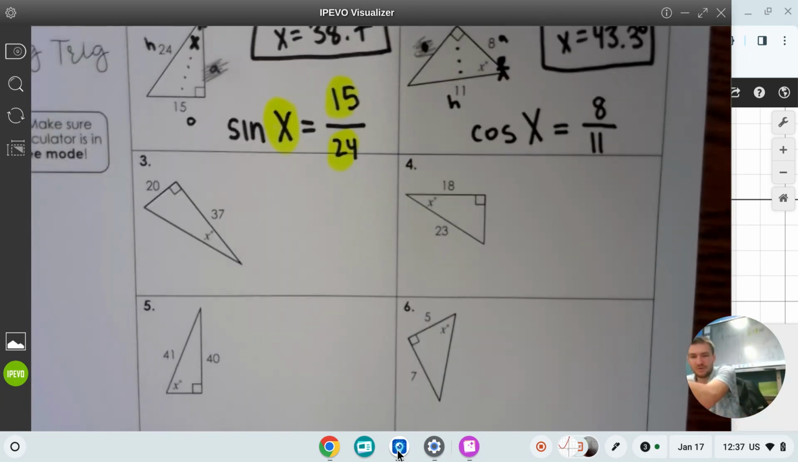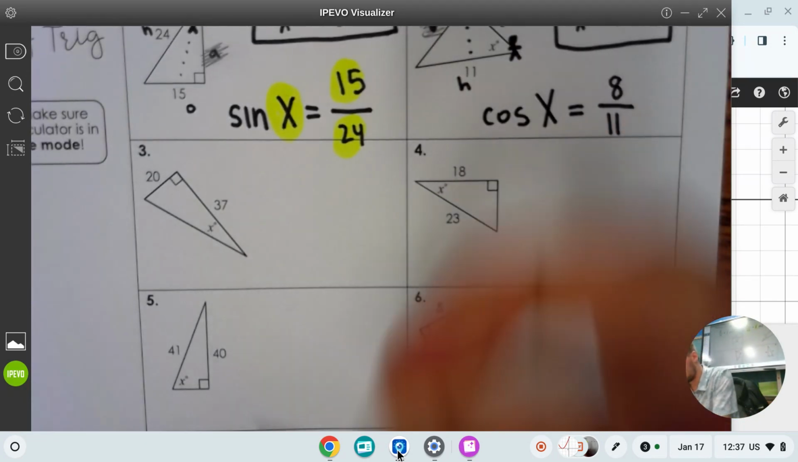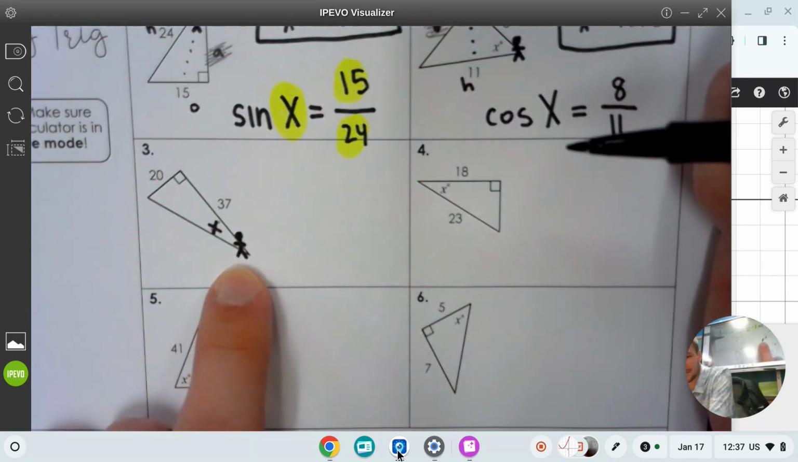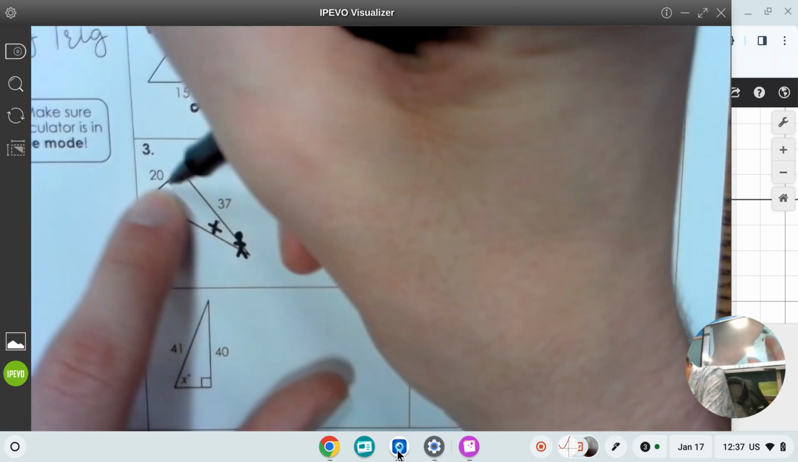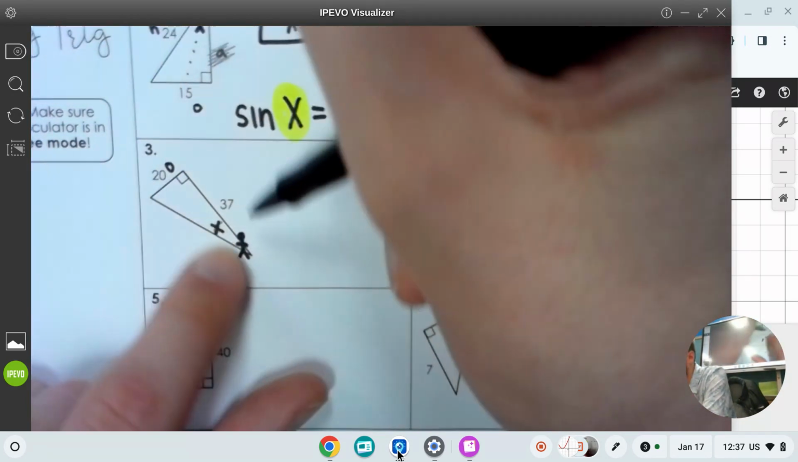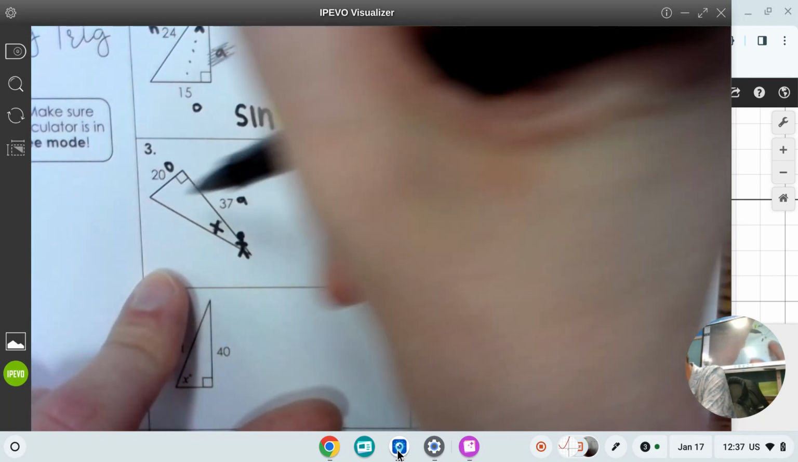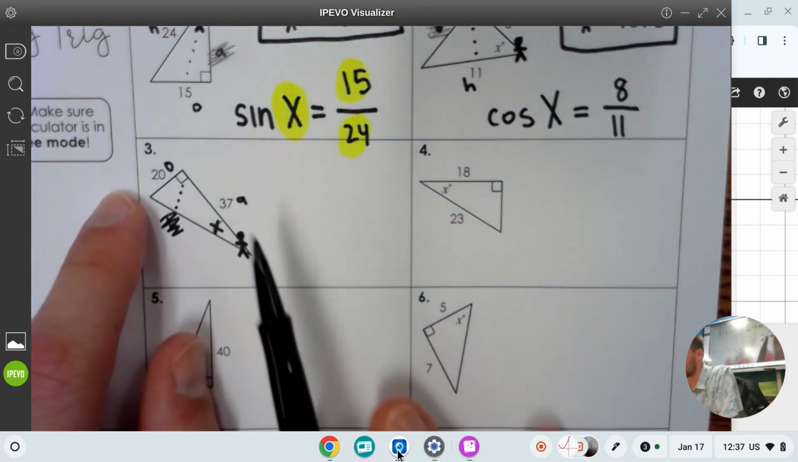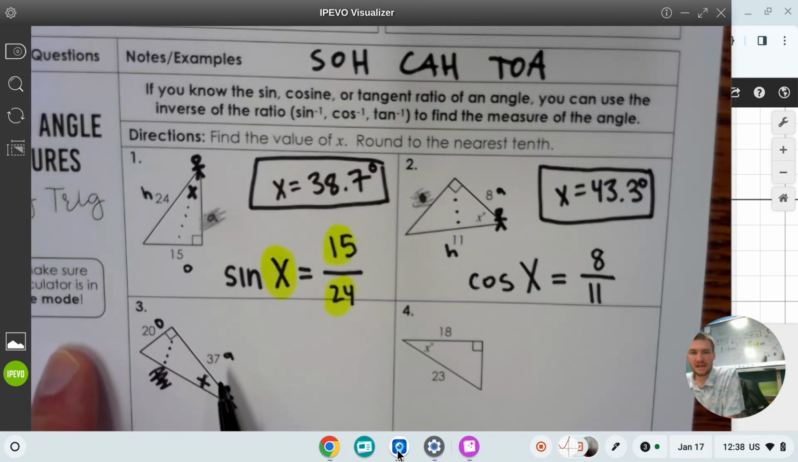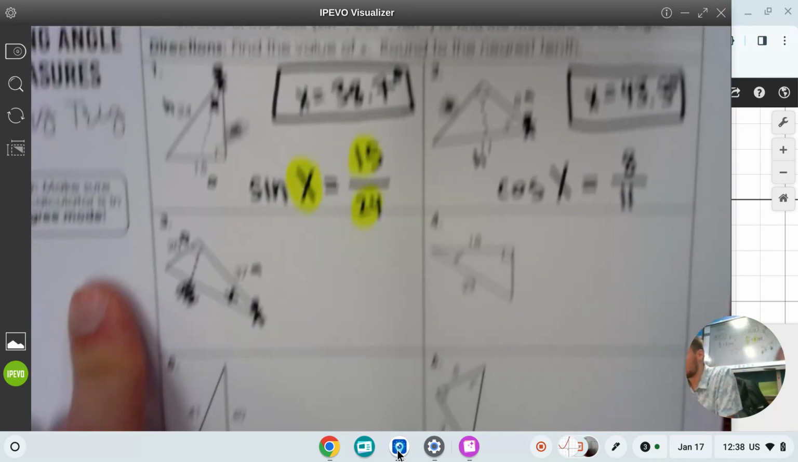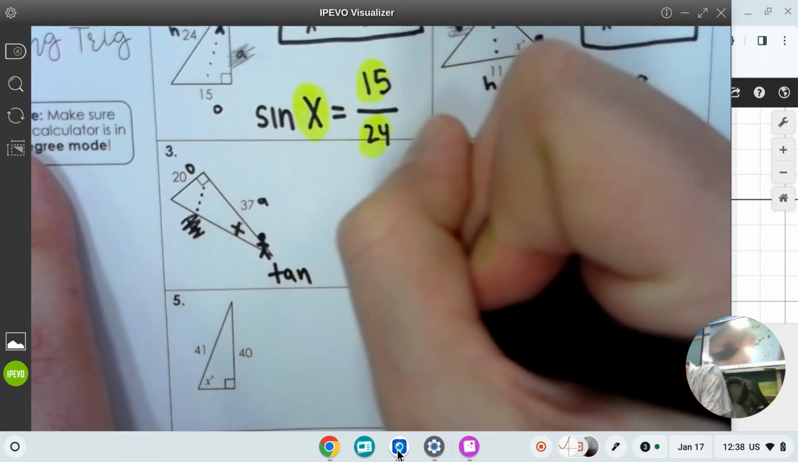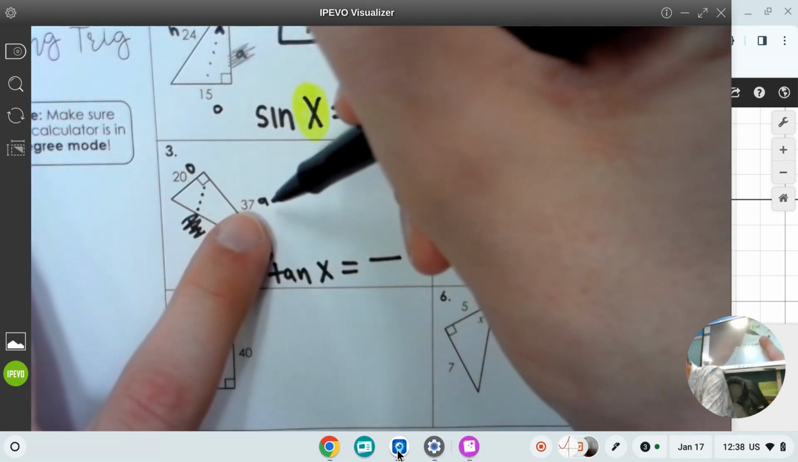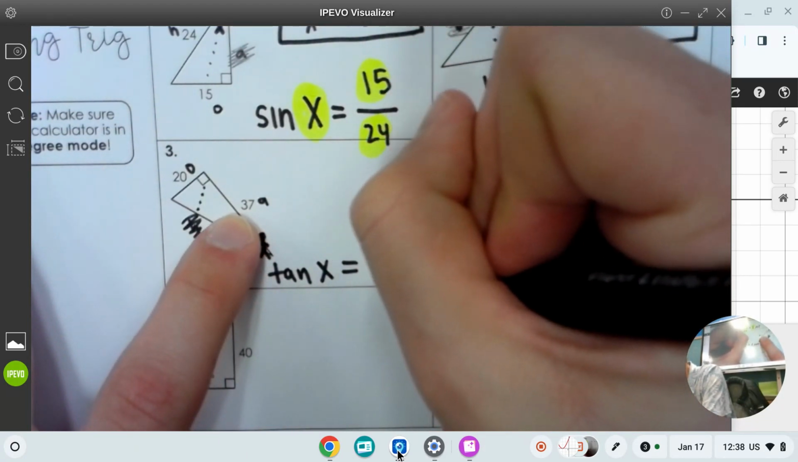I'm going to do number 3, and I'm going to speed it up, right? Here's our x, here's where our person is. This 20 is all the way opposite my person. This 37 is right adjacent to me, and of course opposite the 90 is our hypotenuse, which we don't really need. Which one of these works with the O and the A? TOA, tangent. So I'm going to use the tangent of x is equal to the fraction OA, 20 over 37.